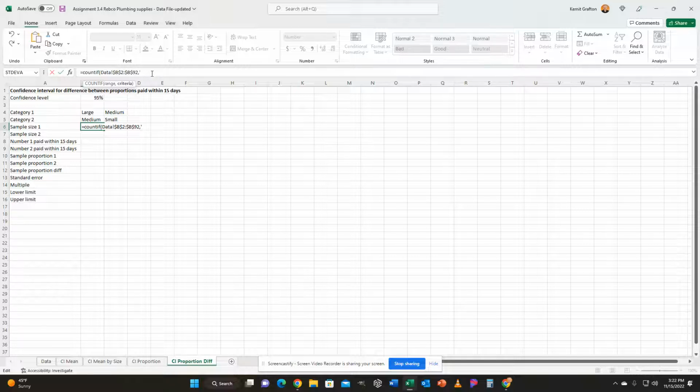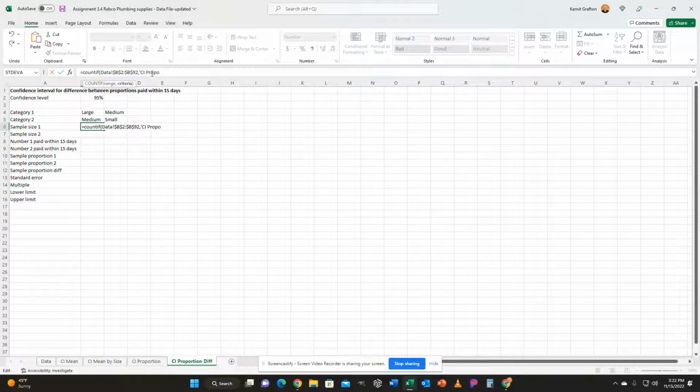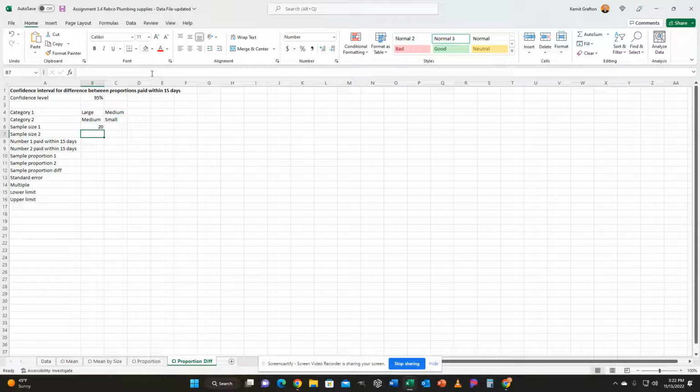So we're going to do a single quote CI portion, which is the name of this tab. And it's important that you spell it right or it'll give you an error. I've done that a couple times already. So now it's going through that range and it's looking for the word large. So it'll return the value of how many are in that. So there's 20 in that.